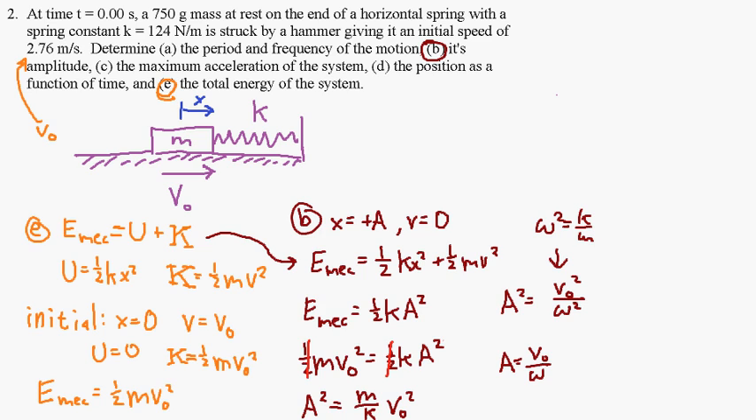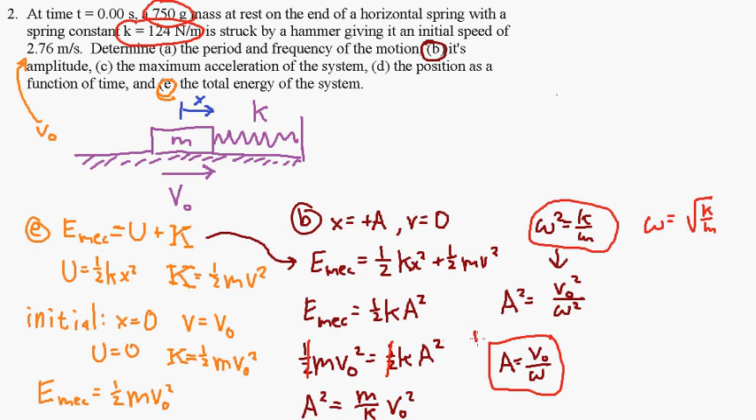And we can already solve for omega because we know k and we know m. So that gets us omega equals square root of k over m. So you just plug in your k and your m there. And so that nicely gets us the answer to part B, which I was doing in brown and I changed to red, but whatever.